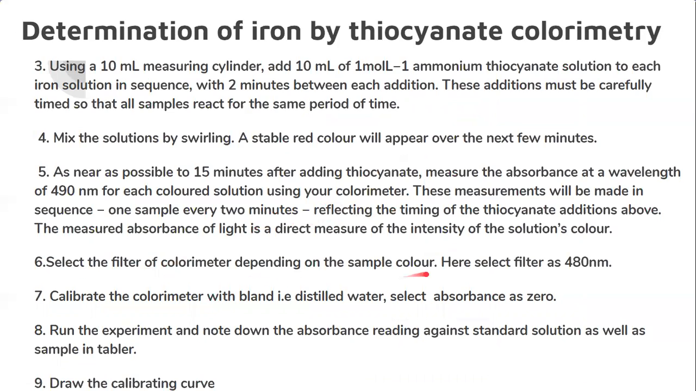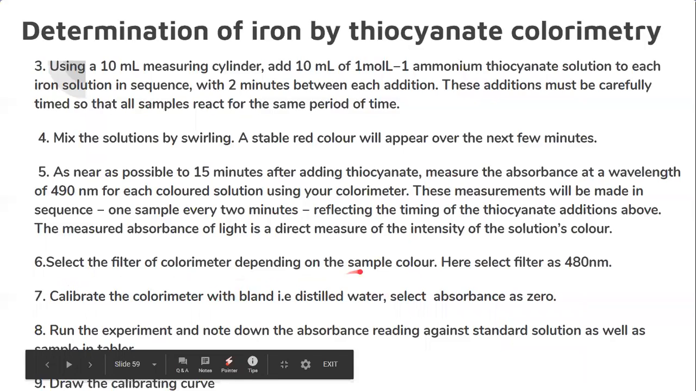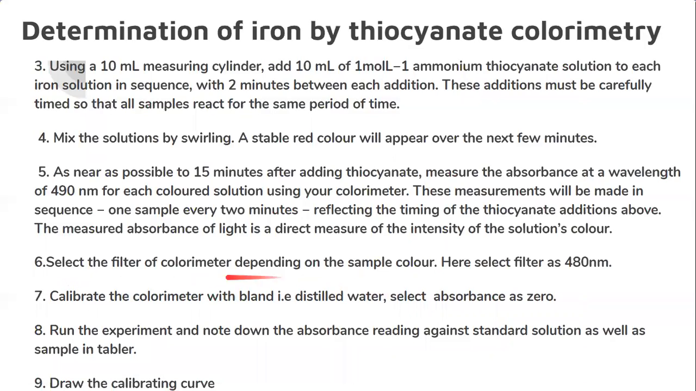Now after preparation of these various concentrated standard solutions along with the sample, next we need to calibrate our instrument. So how do we calibrate this instrument? Before calibrating, we need to select the filter of that colorimeter at 480. Why? Because this red colored solution shows maximum absorption at a wavelength around 480 nanometers, and radiation of that wavelength will be absorbed strongly by this red colored solution.